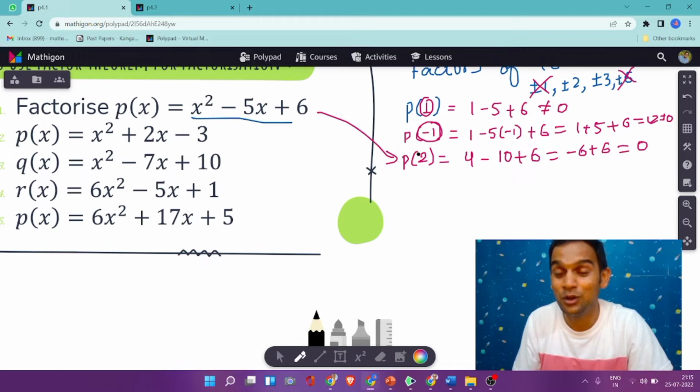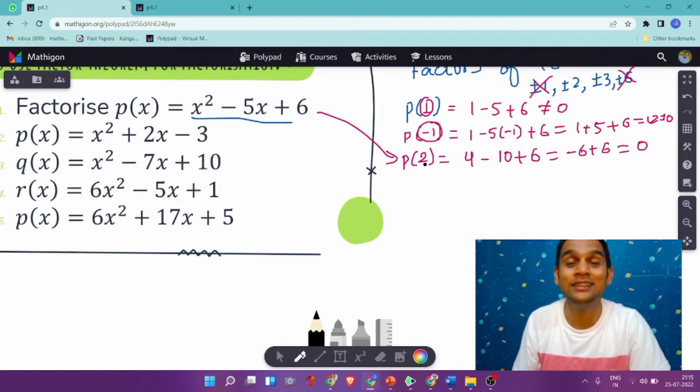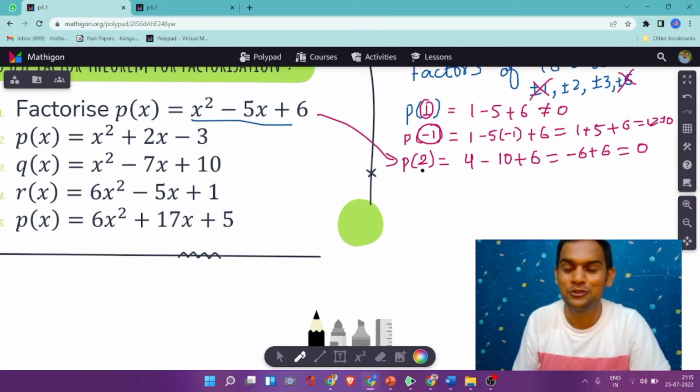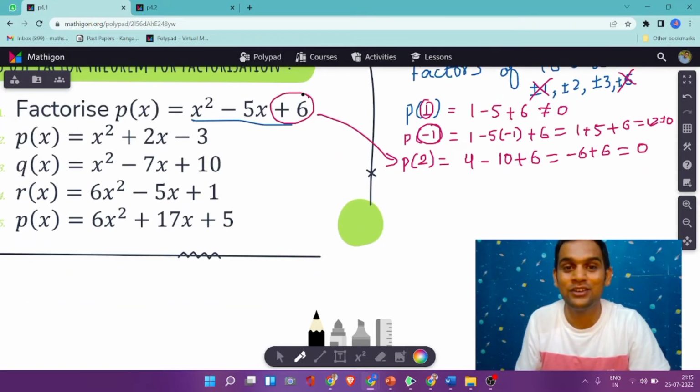So what did we get? That one of the factors, one of the zeros of this polynomial is 2. So now can you quickly guess it? 2 times how much will be plus 6? Because plus 6 is the constant, right? Plus 6 is nothing but AB. A and B are the zeros. So if A is 2, what should be B? It should be 3. I have guessed it.